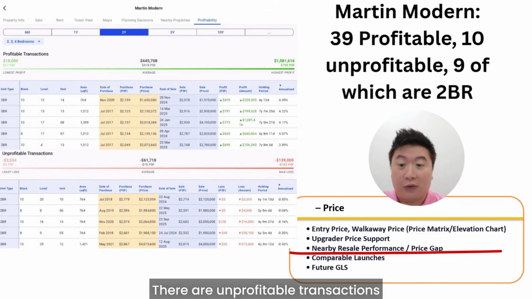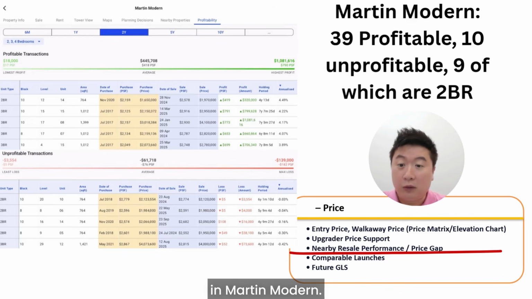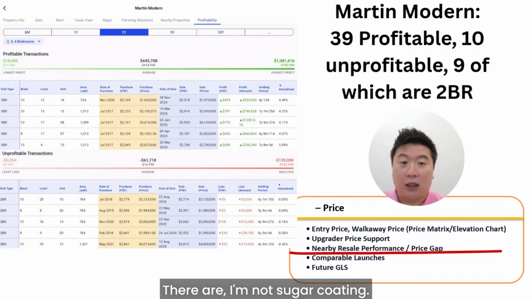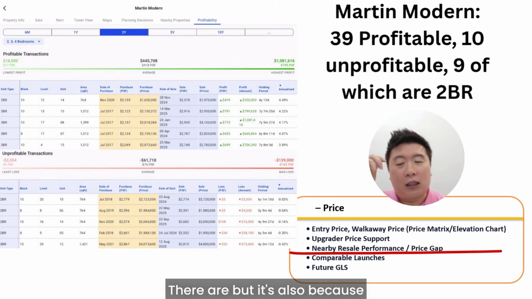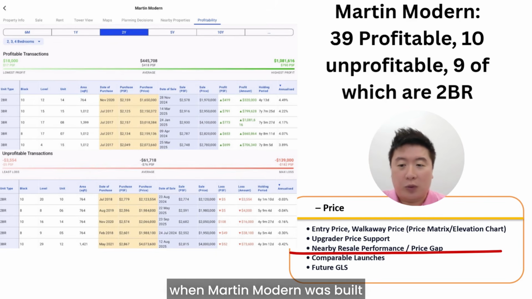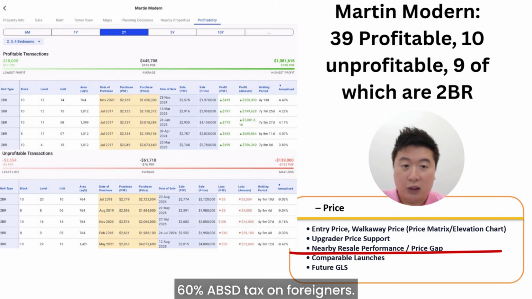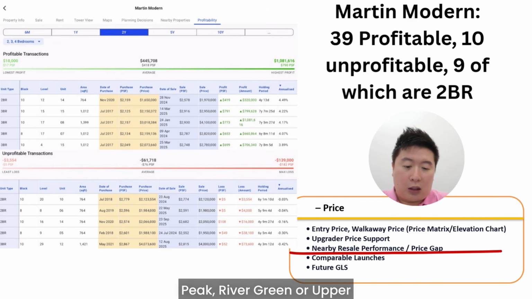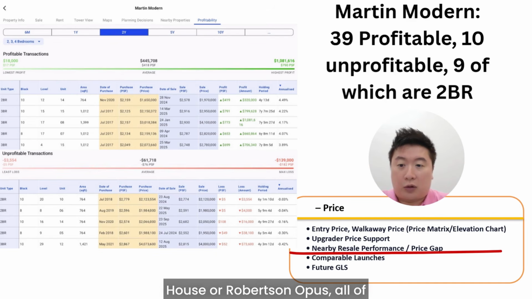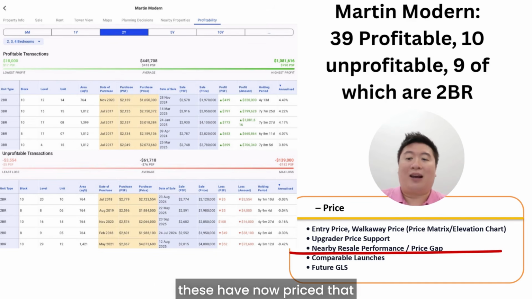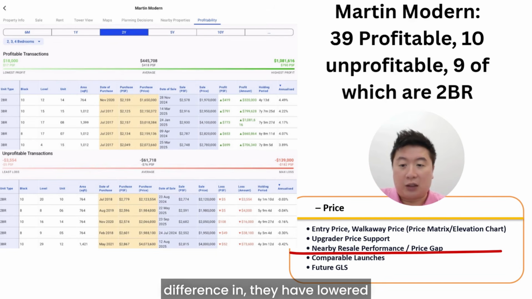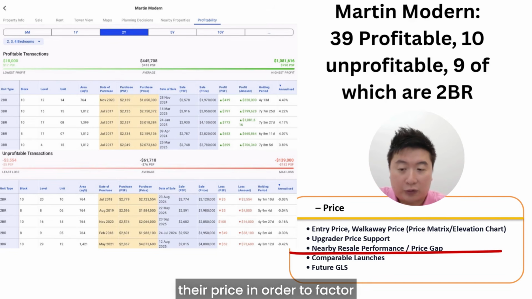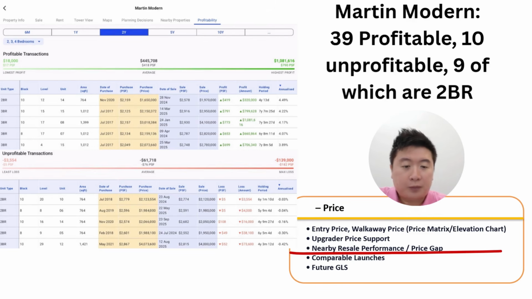There are unprofitable transactions in multi-modern. There are. I'm not sugarcoating. But it's also because when multi-modern was built, their prices did not factor in the impact of this 60% ABSD tax on foreigners. But for Zion Grand, it does. Not just Zion Grand, I mean Promenade Peak, River Green, or like Upper House or Robertson Opus. All of these have now priced that difference in. They have lowered their price in order to factor in that policy.